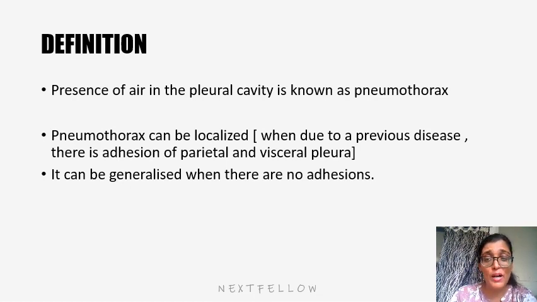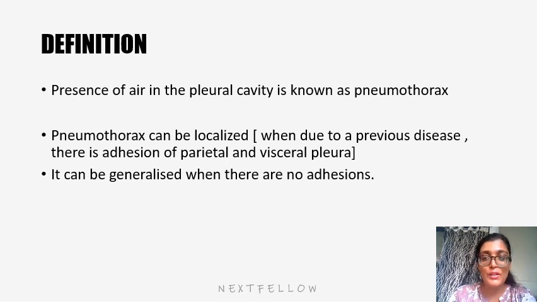Another important cause of localized pneumothorax can be rupture of a subpleural bleb. The pneumothorax will be present in the localized area, but around it adhesions should be present. Then only it will be localized in that space. If adhesions are not present, the air will be present throughout the cavity. Now it is generalized if there are no adhesions.